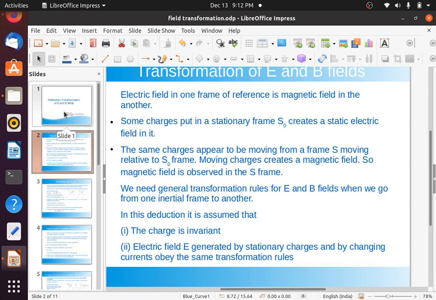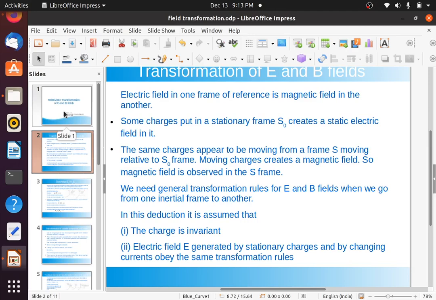Suppose some charges are put at rest in some frame S0. S0 is a static frame. So with respect to S0, the charges are at rest. They are stationary charges, and these stationary charges create a static electric field around them.